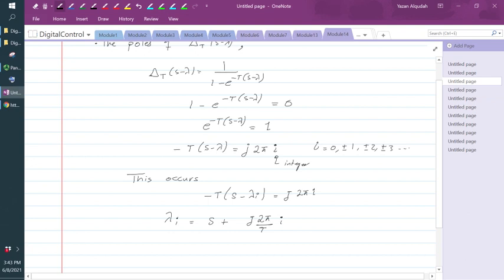Again, this I is just a constant. So if I divide by T, this is going to be j 2 pi divided by T, and then I move the lambda to this side and the s to the other side, I'm going to get lambda I equal to s plus j 2 pi multiplied by I. To simplify the expression, I can write this as s plus j multiplied by omega s multiplied by an integer. Again, I is 0, plus or minus 1, plus or minus 2, etc.